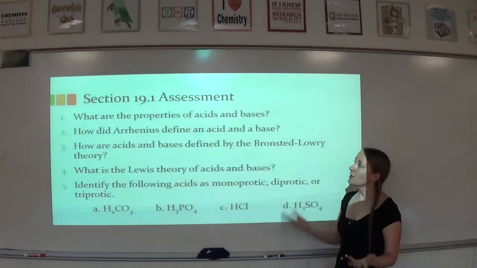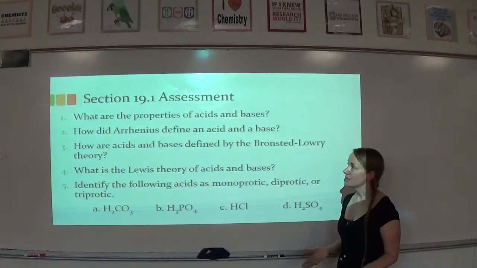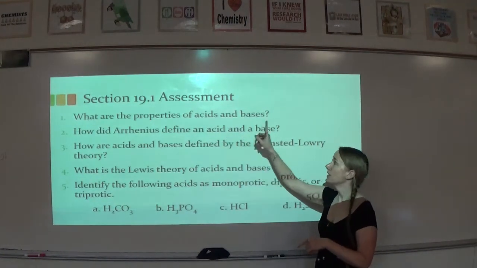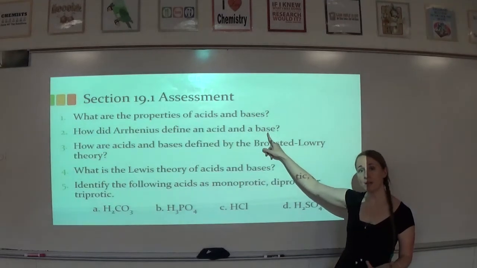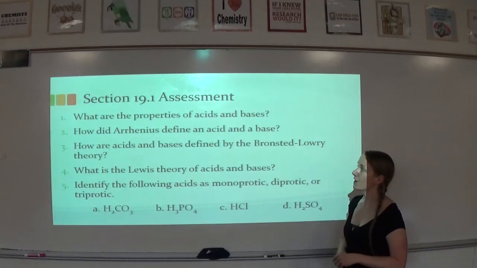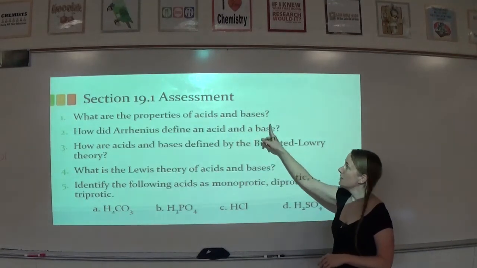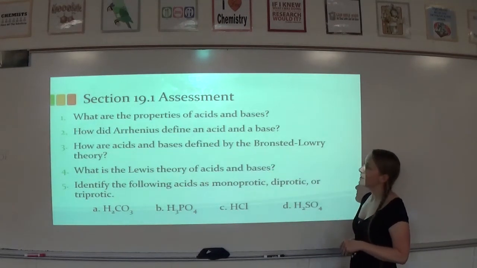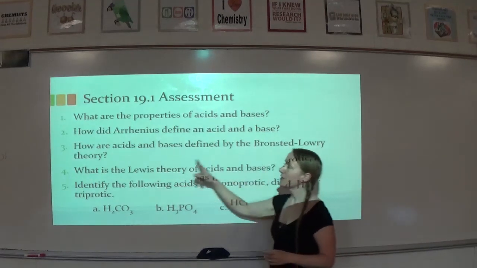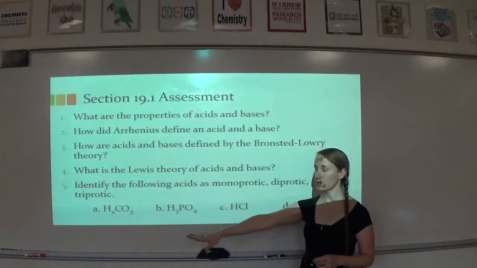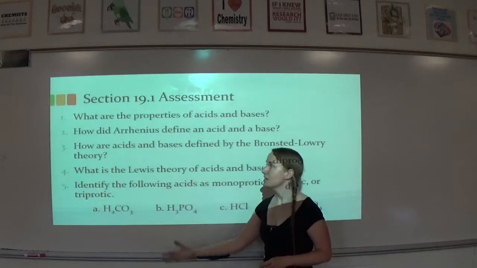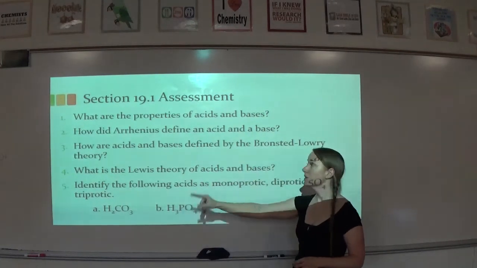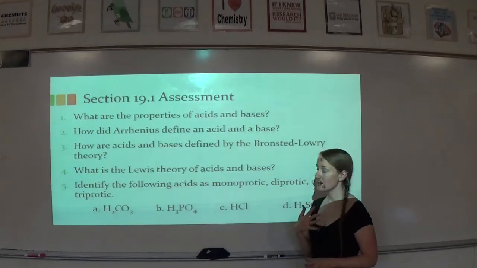For number 2, how did Arrhenius define an acid and a base? Arrhenius said an acid produces H+ ions in solution. A base produces OH- ions in solution. So acids produce H+, bases produce OH-. How are acids and bases defined by Bronsted Lowry theory? A Bronsted Lowry acid is a proton donor. A Bronsted Lowry base is a proton acceptor.